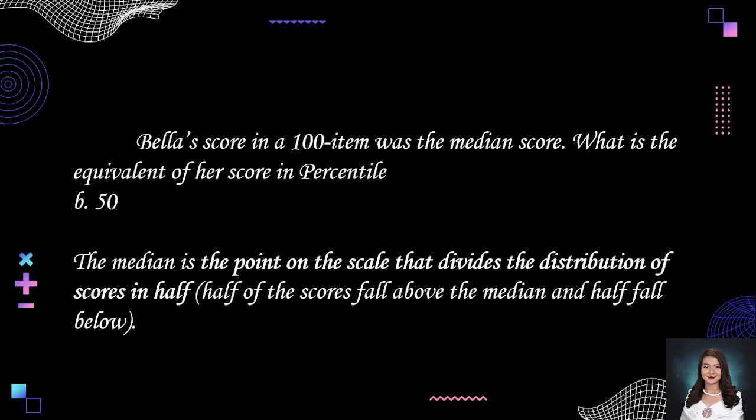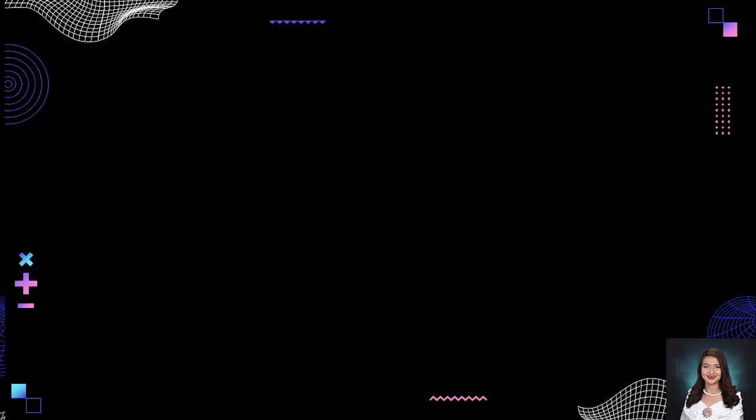Next one, Bella's score in a 100 item test was the median score. What is the equivalent of her score in percentile? The answer here is 50, because the median is the point of the scale that divides the distribution of scores in half. Half of the scores fall above the median and half fall below. And here we have 100 items and half of it is 50.